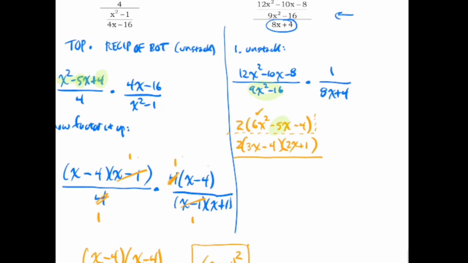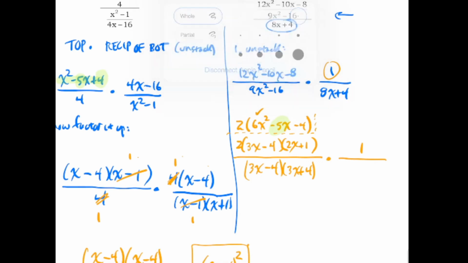You getting good at recognizing these differences of squares yet? 3x times 3x will give you 9x squared. 4 times 4 will give you 16. So you minus them, you plus them. So that's how you factor that part. The 1, well, you don't factor the 1. It's just a 1. That's all there is, and there ain't no more. This part we can factor a little bit because I smell 4s. So you take a 4 out, leaving you with a 2x plus 1.